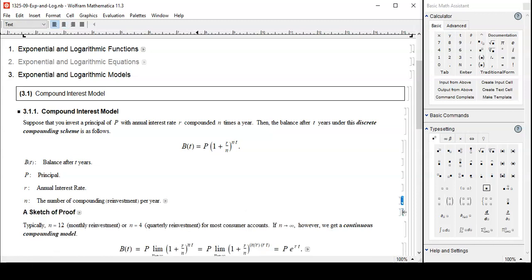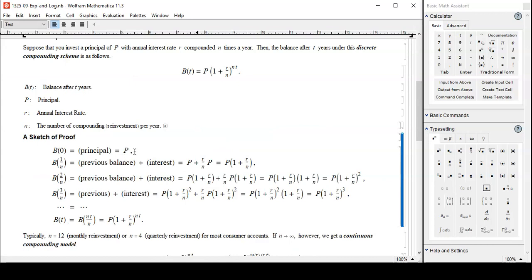And then a sketch of proof is kind of like this. Let's see, at time 0, nothing was earned, so we stay at P. If you plug in t equals 0, then 0 power, so the whole thing is 1, so it's P. Now, one compounding period later, that is 1 over n years later. That is 1/12 of a year for monthly compounding, 1/4 of a year for quarterly compounding, and so on.